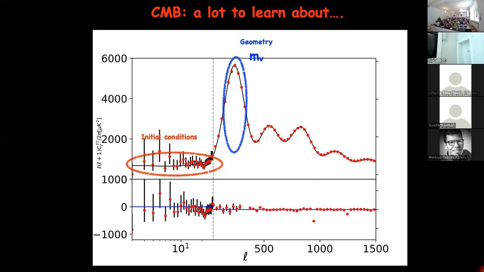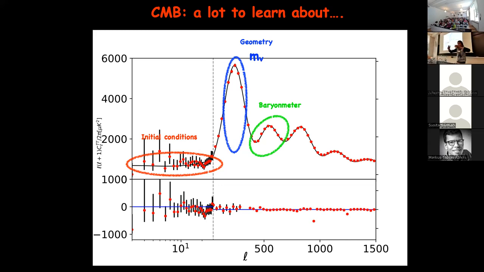So the first peak will tell us about the geometry of the universe, okay? The location of this peak at this multipole is telling us that the universe is flat, and also about the mass of the neutrinos, as we will see. And then the second peak is the so-called baryon meter, okay? Because, as I explained, baryons are in the gravitational potential wells, right?